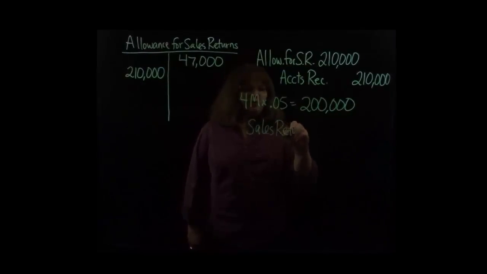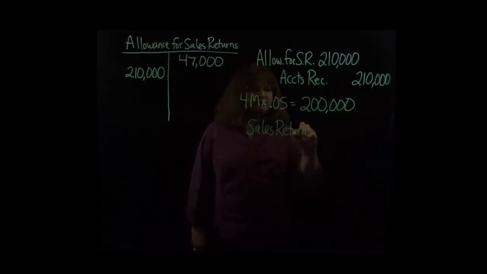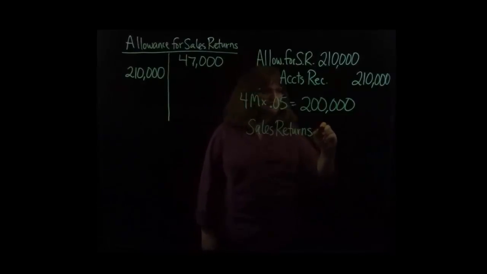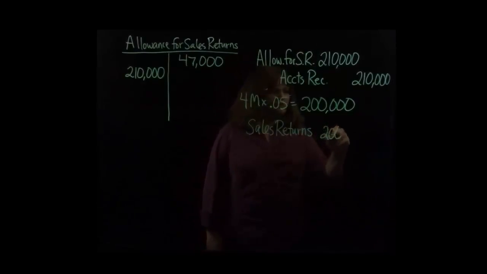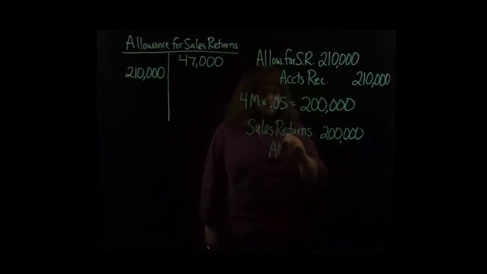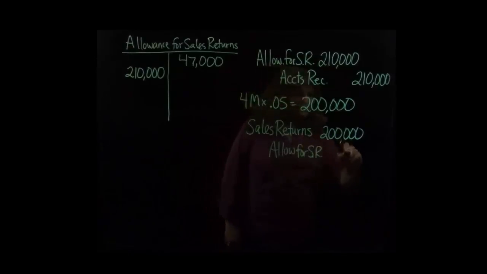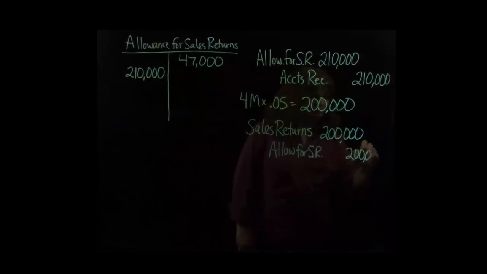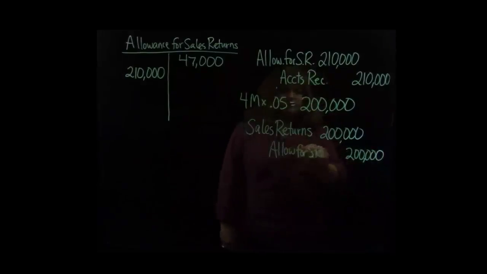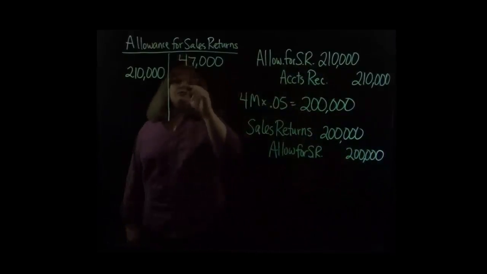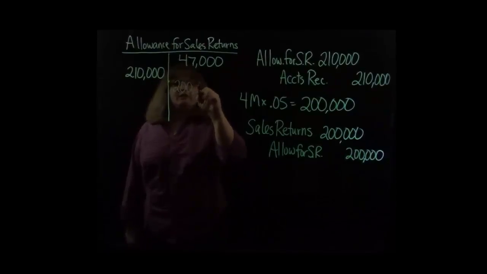And the adjustment that we would make to record that allowance is we would debit sales returns. That's the amount that we want to subtract from the sales. That's a contra revenue account. So we would debit that for the $200,000, and we would credit the allowance for sales returns for $200,000. Because we're crediting that, when we go to post it to our account, it's going to be posted on the right side.